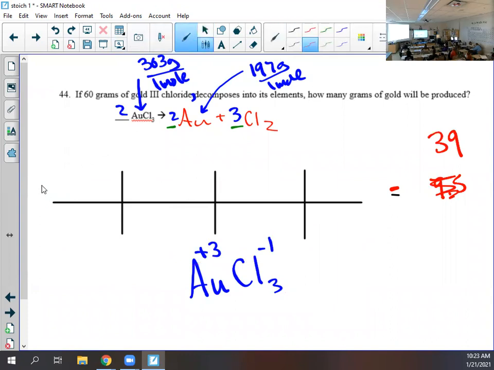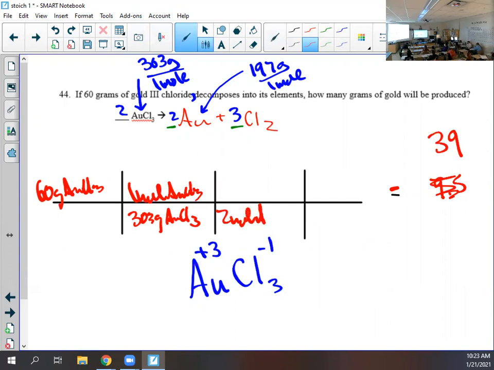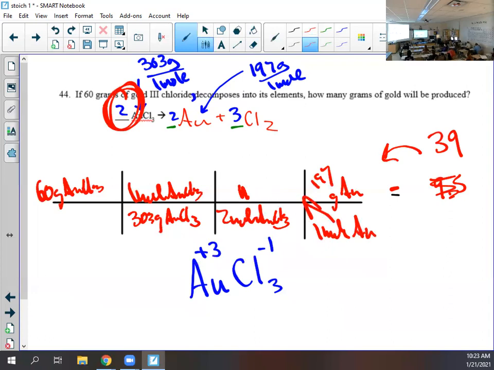Okay, moving on. Here we go. We have 60 grams AuCl3, 303 grams AuCl3, 1 mole AuCl3. 2 mole AuCl3, I got that from right there. Coming back this way, I wanted grams of Au. That was 197 grams per 1 mole Au. That means mole Au is up here. I would cancel these out unless you like typing things for no reason. So 60 times 197 divided by 303 was around 39.